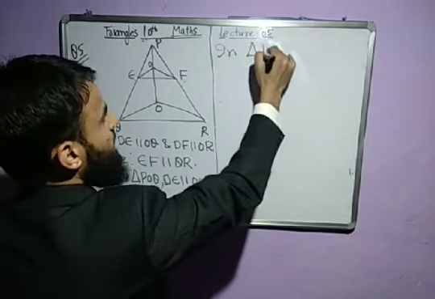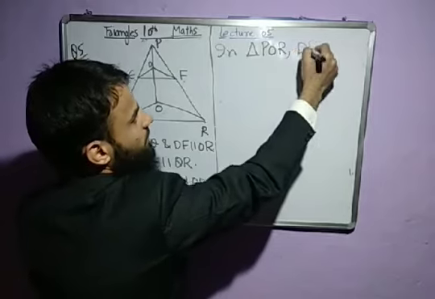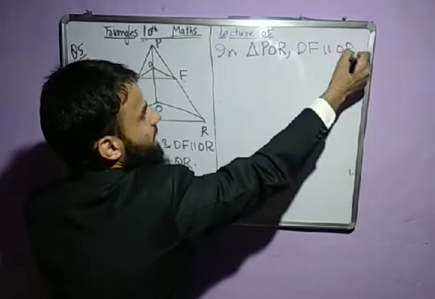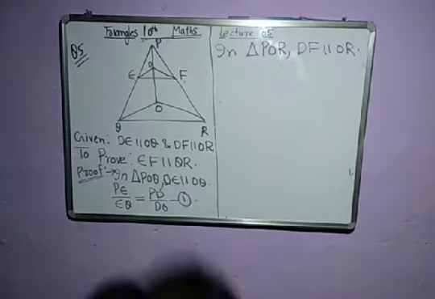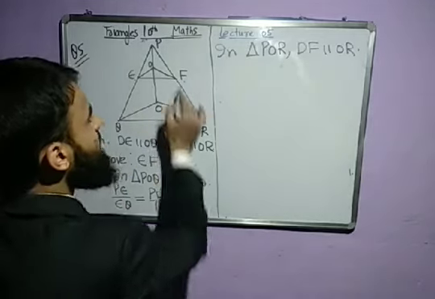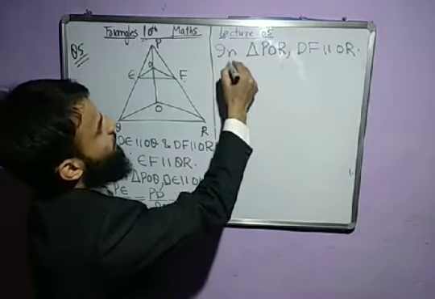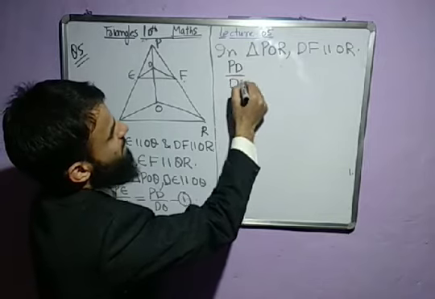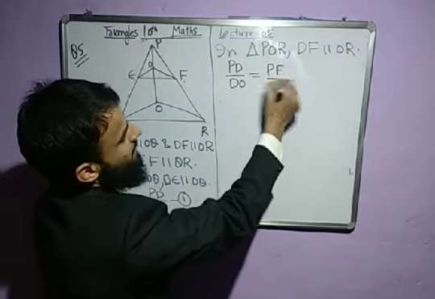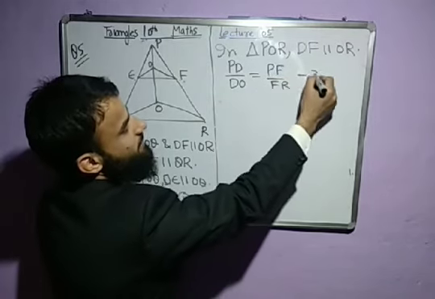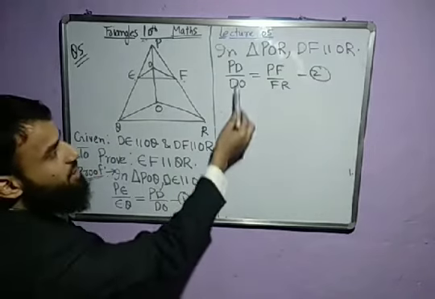So in triangle POR, DF is parallel to OR. So I can use the basic proportionality theorem. And when I do so, I will get PD divided by DO equal to PF divided by FR. It is because of the BPT. So keep it equation 2. You will see equation 1 and equation 2, they are equal.